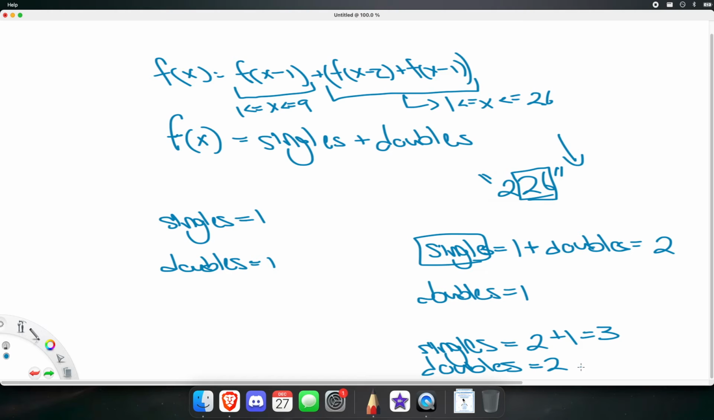So why is doubles now 2? Well, it's because we can have 22 or we can have 26. And this is really how we solve this problem, by just keeping track of the singles and the doubles that we can create from this string. So hopefully this makes sense. If it doesn't make total sense, that's totally understandable.